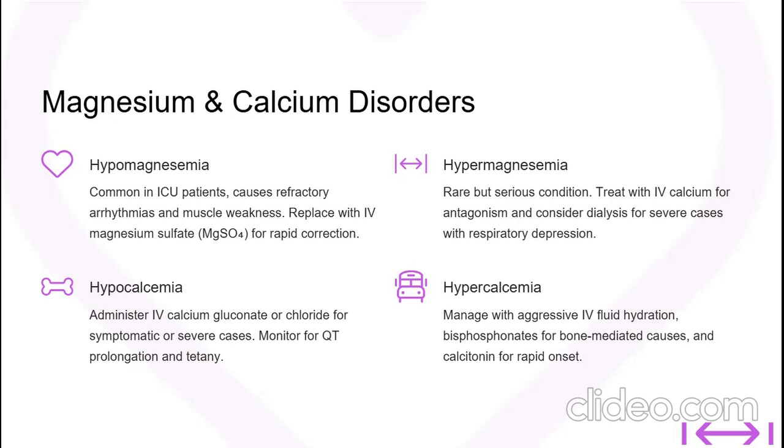Hypocalcemia demands intravenous calcium gluconate or chloride, monitoring QT prolongation. Hypercalcemia management includes intravenous fluids, bisphosphonates, and calcitonin for quick relief.